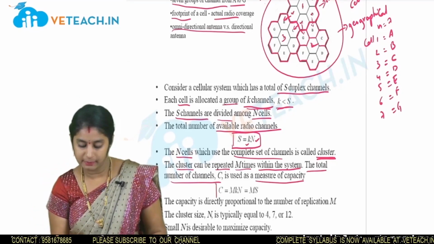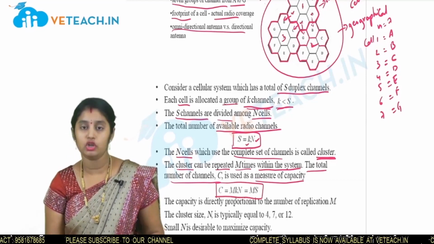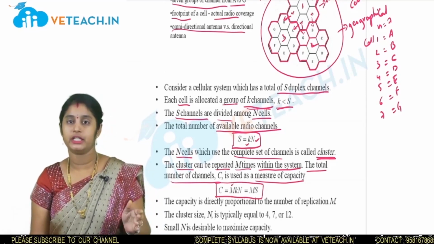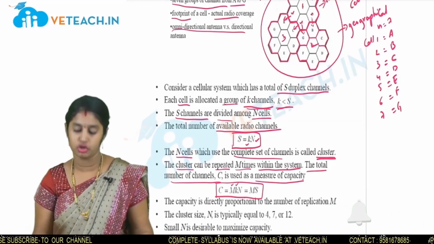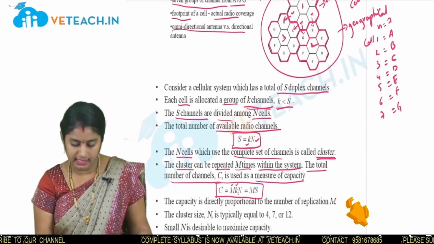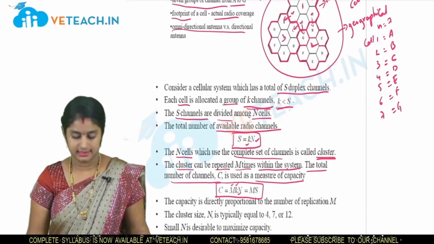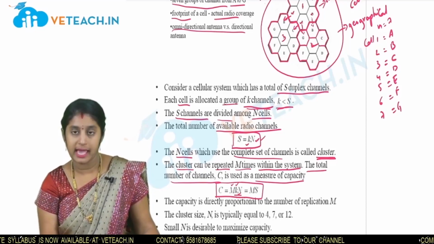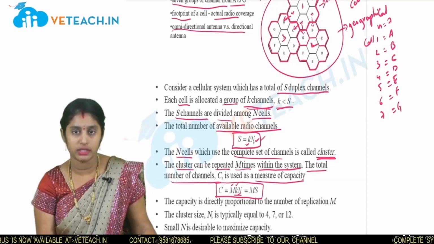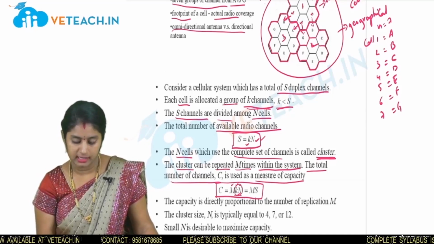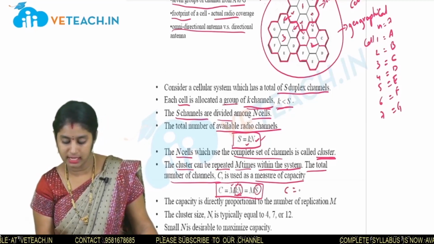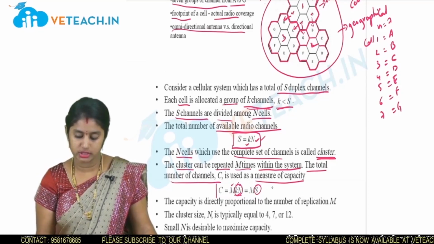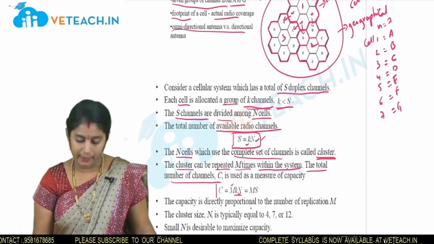And this formula is given by C equals M into K into N, where M is the measurement cluster repetition, K is the group of channels, and N is the number of cells. Next, we are replacing this K into N with the formula we had before, S equals K into N. So replacing K into N with S, the equation becomes C equals M into S. So this is the equation which is used in order to measure the capacity.